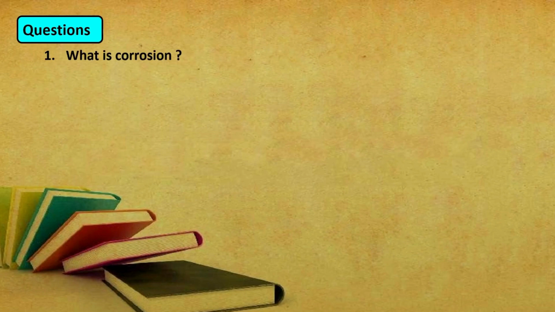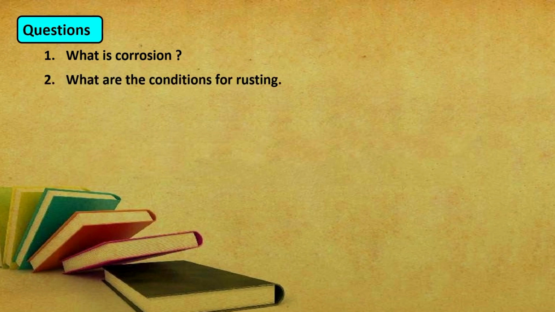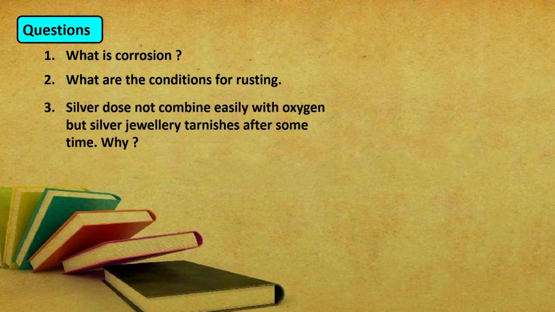Questions. Question number 1. What is corrosion? Question number 2. What are the conditions for rusting? Question number 3. Silver doesn't combine easily with oxygen, but silver jewelry tarnishes after some time. Why?